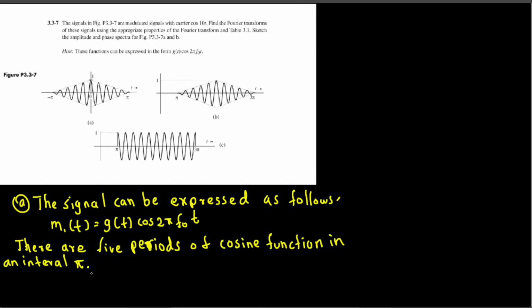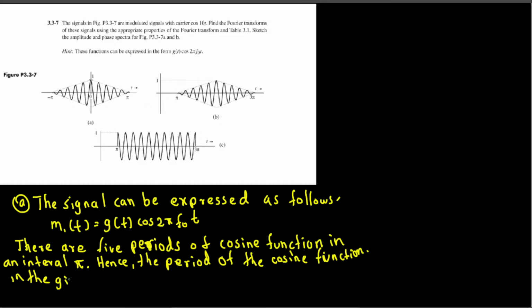in an interval π. Hence, the period of the cosine function in the given signal is t naught equal to π divided by 5. Okay, this is the period.